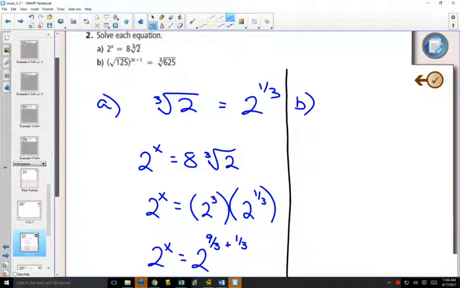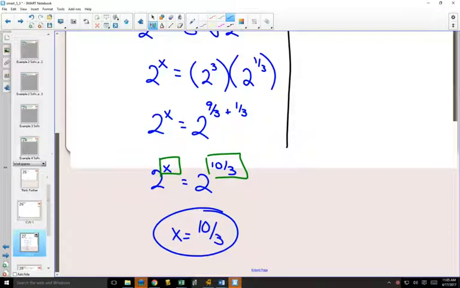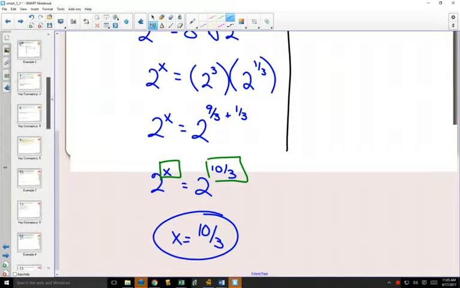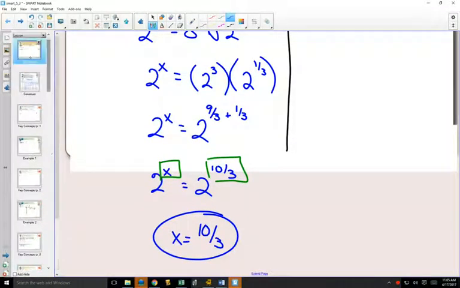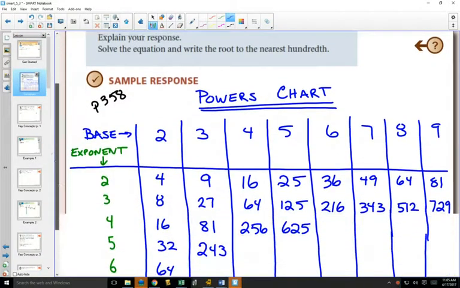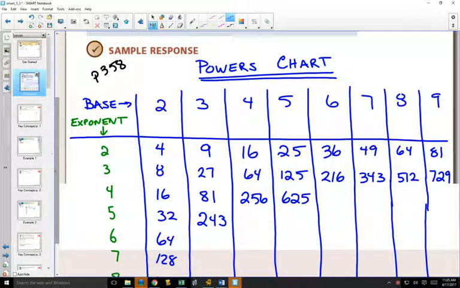For B, we've got the square root of 125 to the 2x plus 1 is equal to the cube root of 625. So the first thing we're going to look at is, do those numbers appear in the same column as our powers chart? Did we go that high? I'm curious. Did I go that high on our powers chart for 5s? Did I go all the way up to 625? Yes. So we see that in our powers chart, 125 and 625 are both powers of 5.